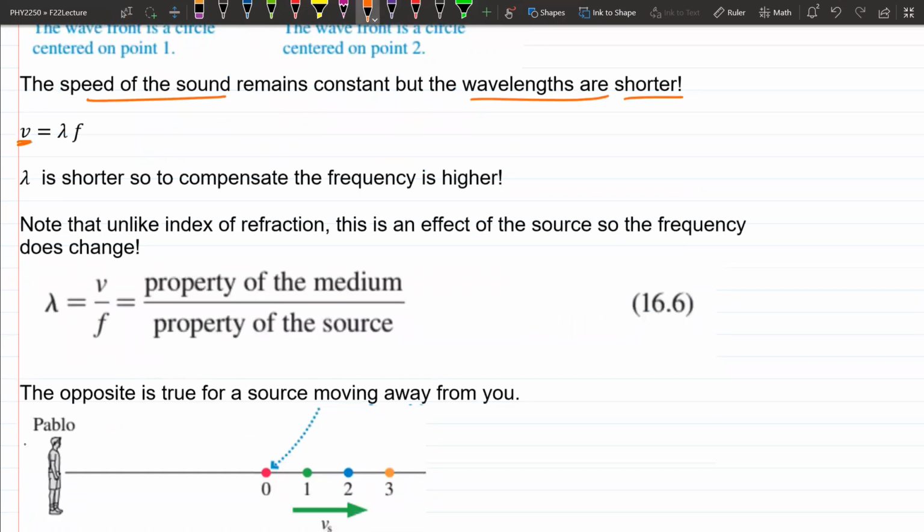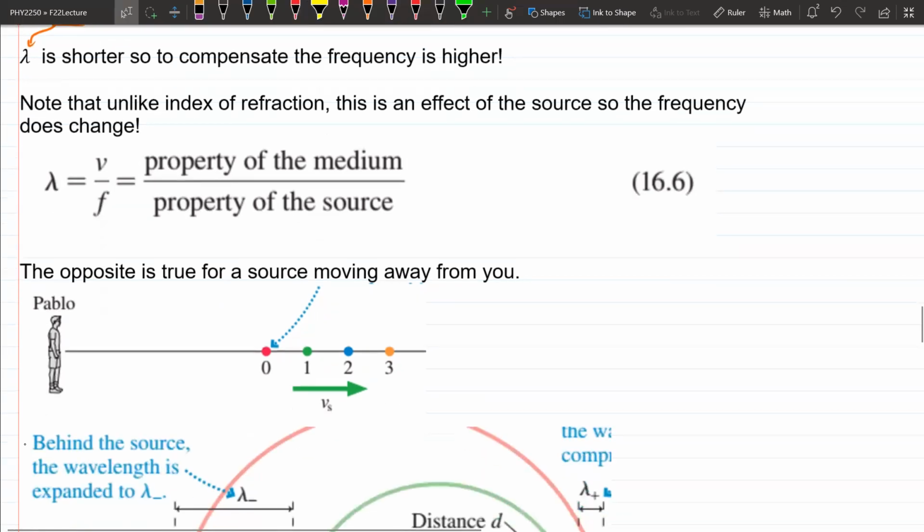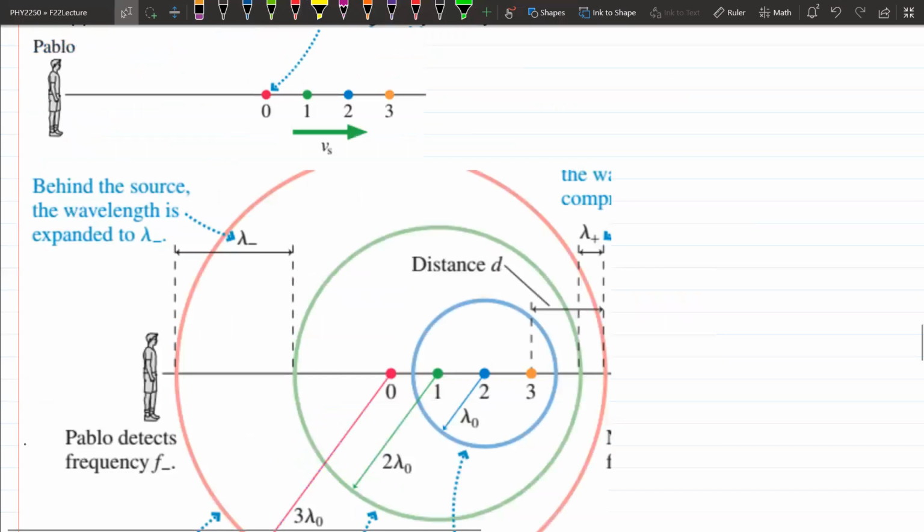So starting with just this equation, the speed of sound is the wavelength of the sound times the frequency of the sound. Now, as the wavelengths get shorter, meaning this gets shorter, the frequency is going to increase as I approach you. That's why, as the train approached that observer, it created a higher pitch. So let's see if we can figure out how to do this mathematically.